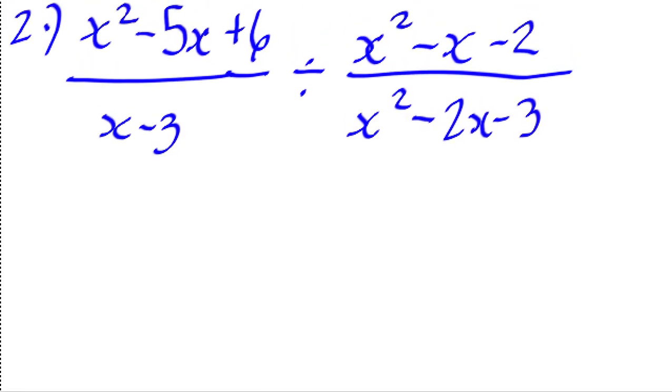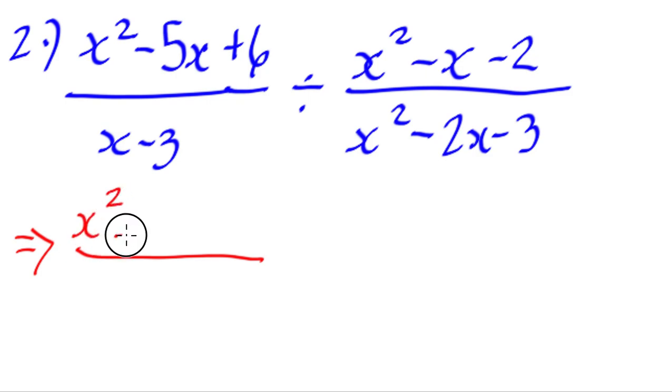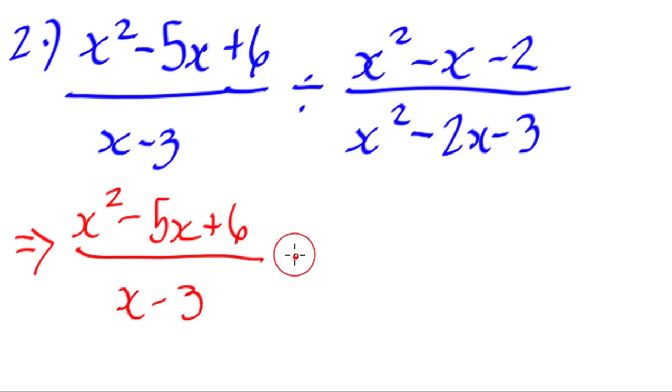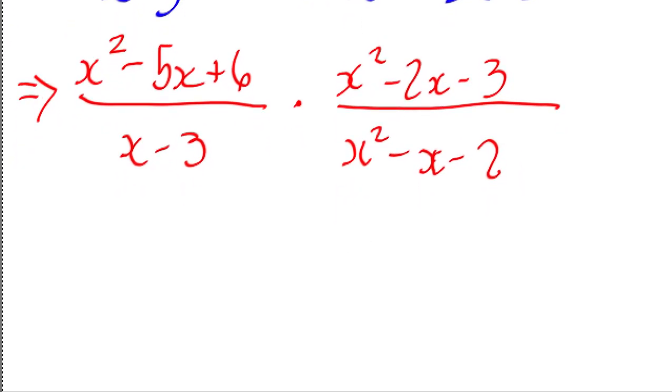Let's transform them first by getting the reciprocal of the divisor. We'll copy the dividend as it is, x squared minus 5x plus 6 all over x minus 3, times the reciprocal of the divisor, so we have x squared minus 2x minus 3 all over x squared minus x minus 2. We can proceed to multiplying numerator to numerator and denominator to denominator, but I think it's much better for us to simplify and factorize first. Maybe we can factor them, and yes, we can.